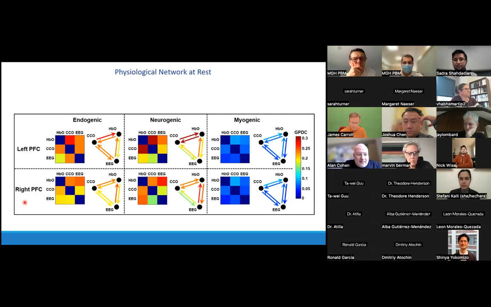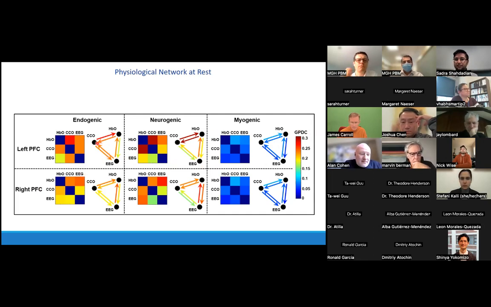This is before any kind of stimulation. So we wanted to see how they interact with each other. As you can see, the method I used was GPDC, which is generalized partial directed coherence. It looks at the synchronization of these signals in the frequency band. It helps us to separate these frequency bands.